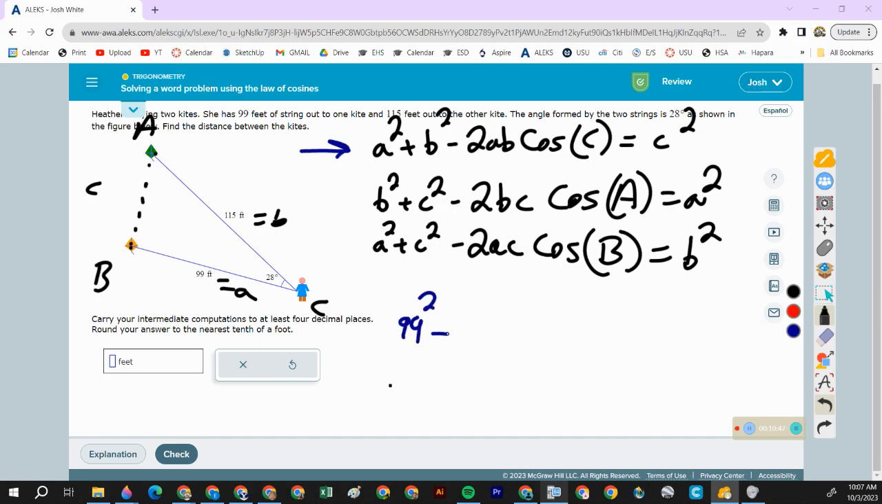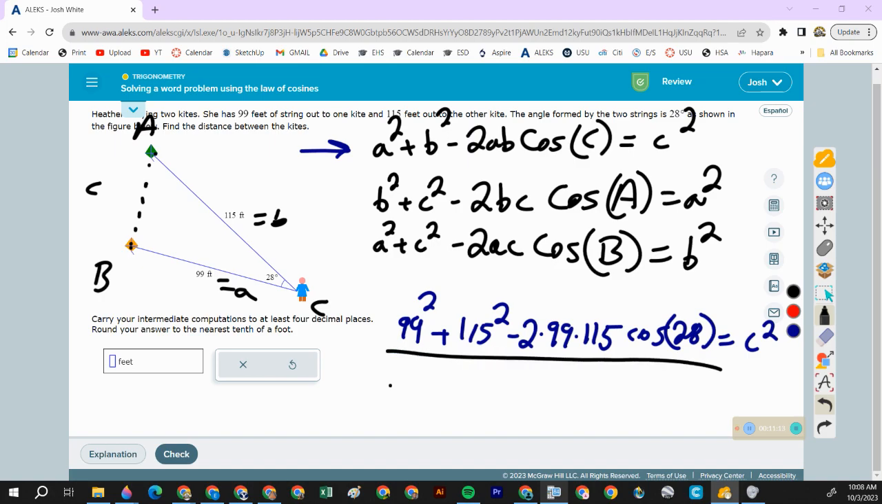99 squared plus 115 squared minus 2 times 99 times 115 times the cosine of 28 equals c squared. Does everybody understand that? We're good? Okay. This is just a number. There are no variables in there. Right? I can just plug it into my calculator.